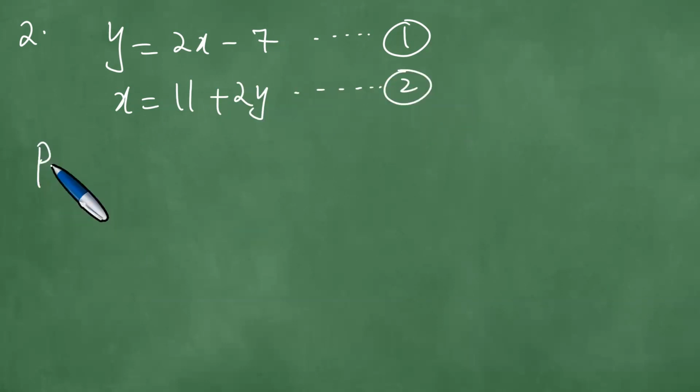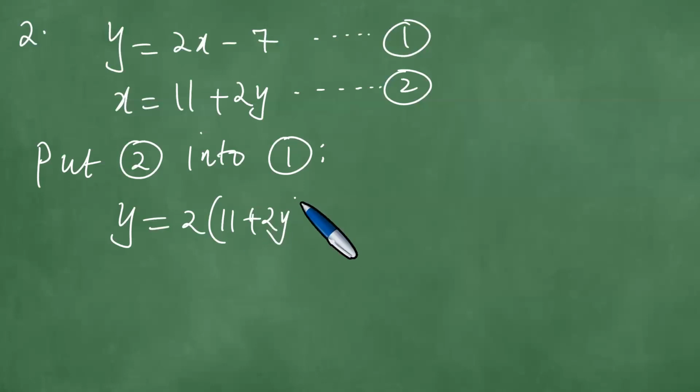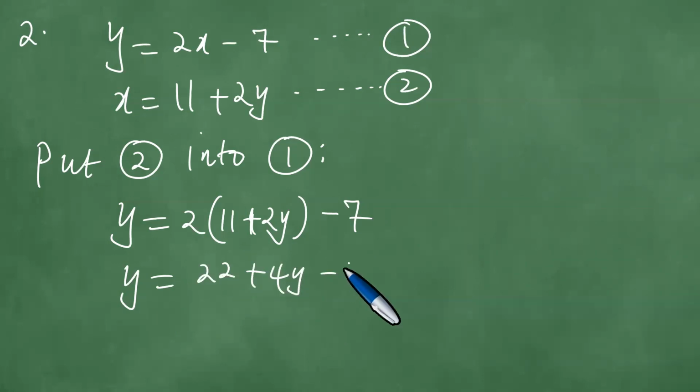Then we can solve this simultaneously, put one into the other. For example, we put 2 into 1, so wherever there is x, we put 11 plus twice y. So y equals 2 into 11 plus twice y, minus 7. So this is y equals 22 plus 4y minus 7.